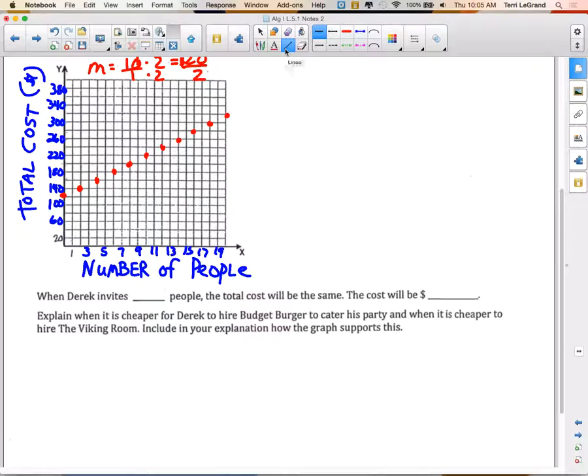Should this one be a line segment? What should it be? A ray. This one should be a ray, because in reality, it has to start out here at the y-axis. But nothing says it has to end at you having 20 guests at your party. If you want to have 20,000 guests, feel free. That's a big house. Okay, so we have that one graphed.